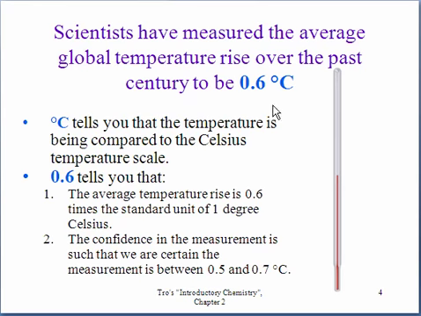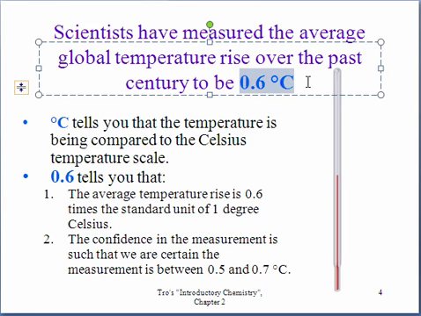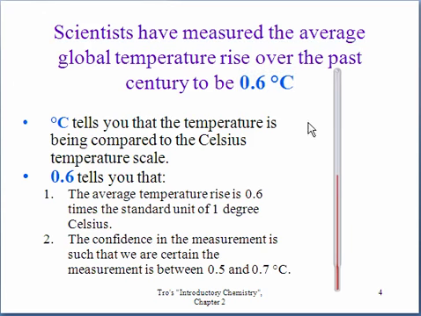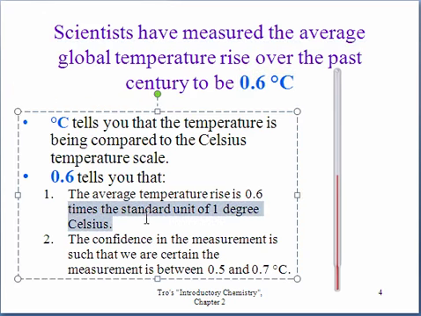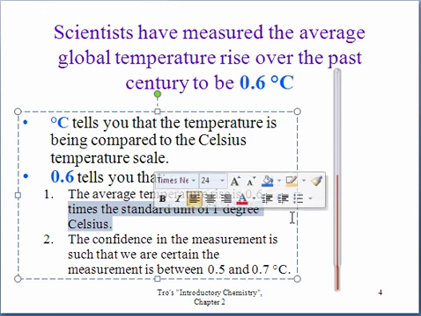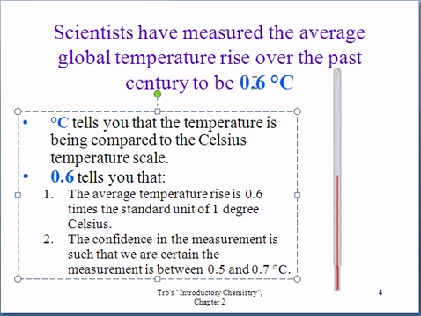Let's look at this example of a measurement. Scientists have measured the average global temperature rise over the past century to be 0.6 degrees Celsius. So the two parts of this measurement are the unit, which tells us not only the temperature is being measured, but that we're comparing our number part to the Celsius scale. The 0.6 means that there is a rise 6/10 compared to the 1 degree of the standard unit in a Celsius scale. This also gives us an indication of our uncertainty.